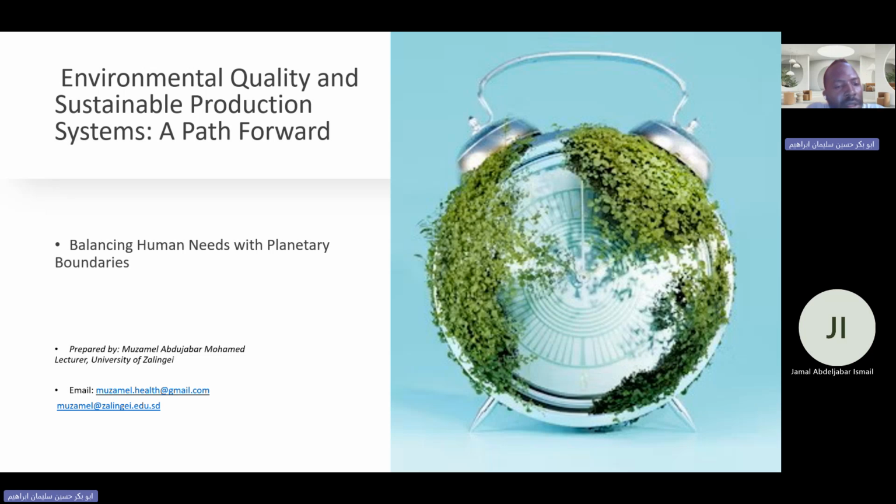We are mentioning this point: balancing human need with planetary boundaries. That means how you can balance human needs with our planet, because humans have needs and our planet has limited resources. It is very important for us to balance between our needs and our planet, because if we do not balance, that can affect our environment and our planet.